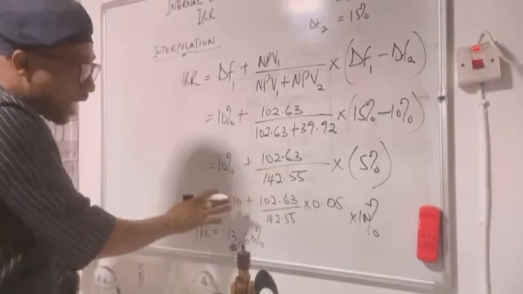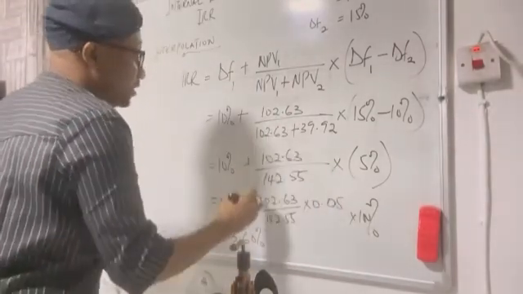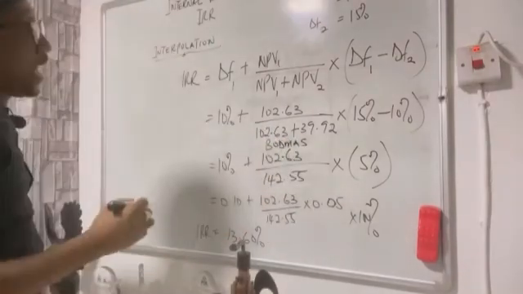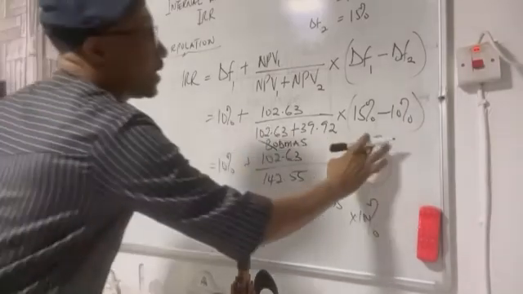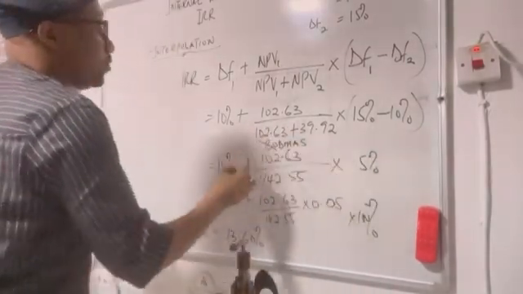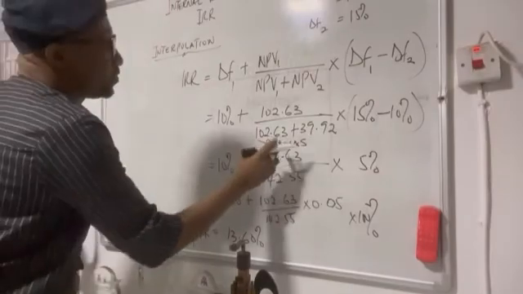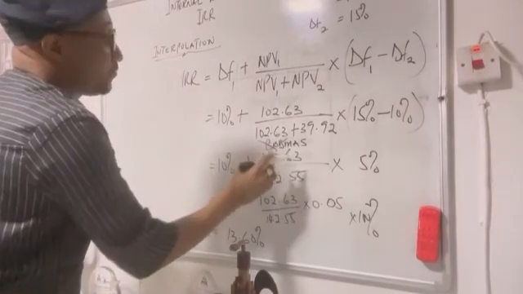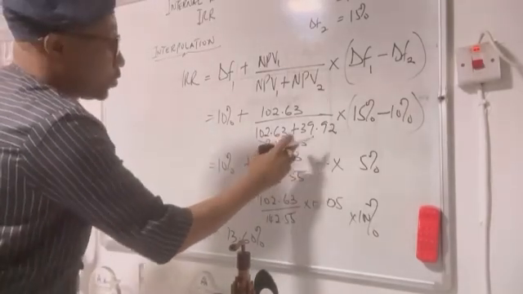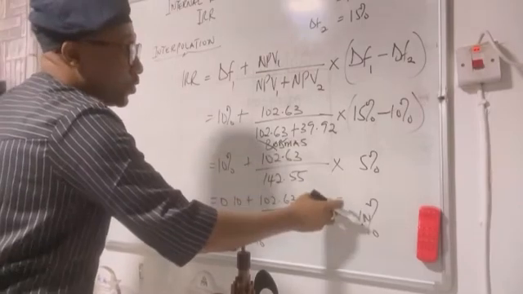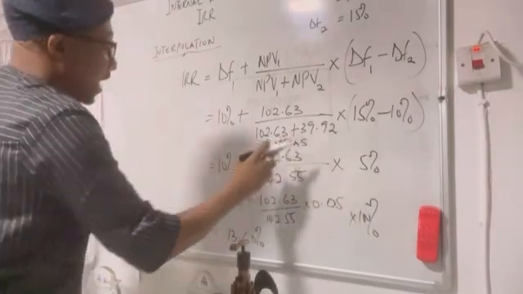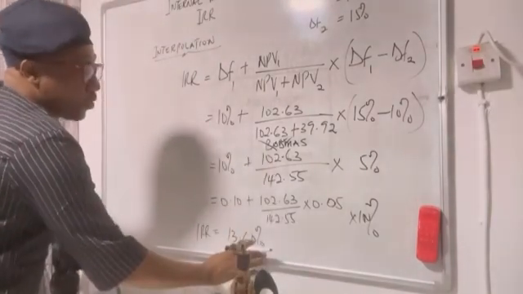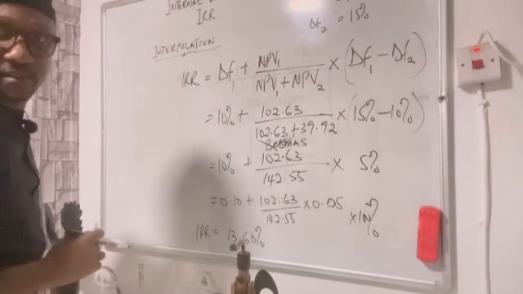So from here, I follow the simple rule of BODMAS. Where there is no bracket, I can remove this. There is no bracket, there is no of. The next thing is division, so I divide the two. Once I finish dividing, whatever answer I get, I multiply by 0.05. Whatever answer I get, I add to 0.10, and that gives me 13.6% as the internal rate of return.